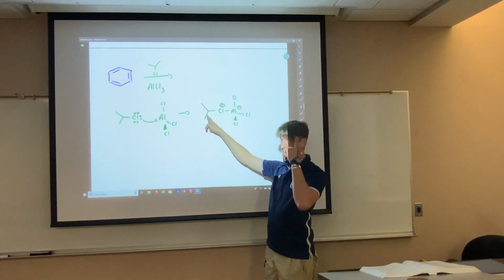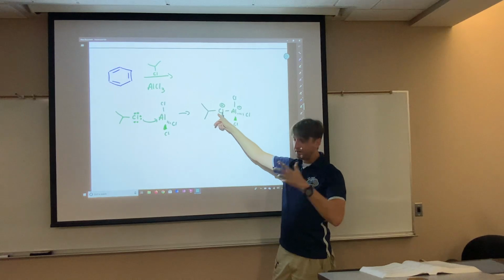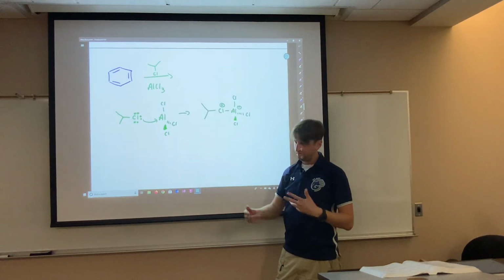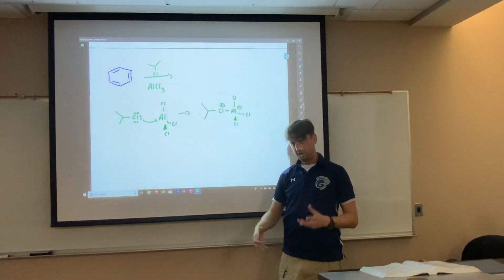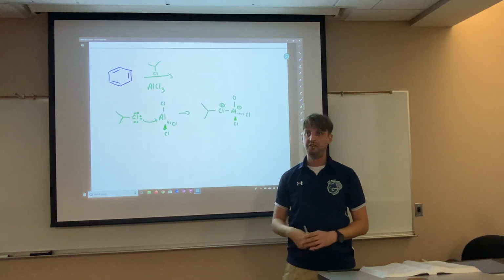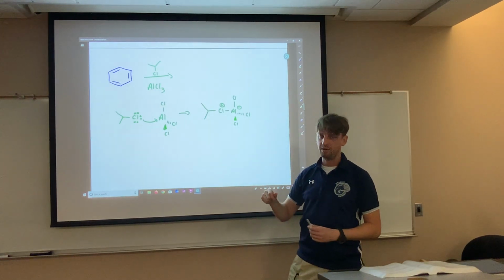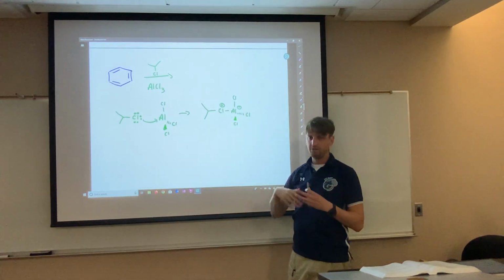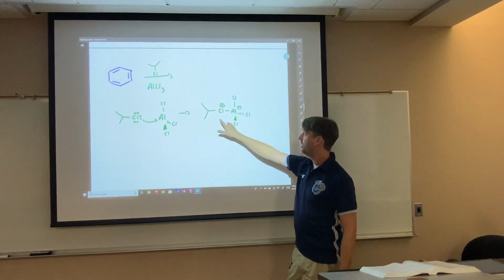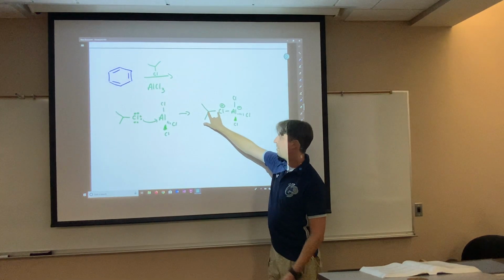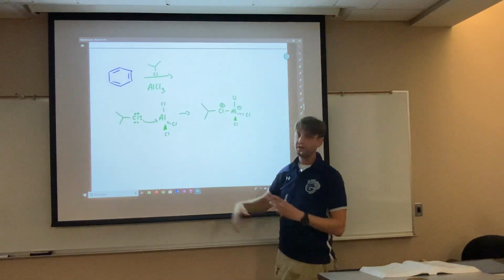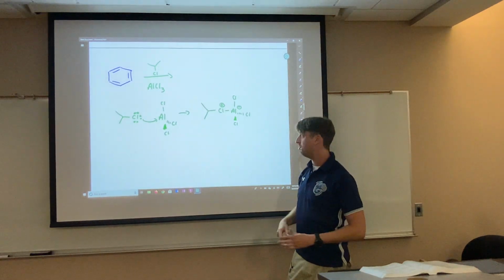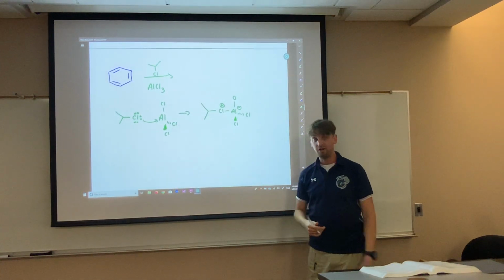Now think about what happened. Is this chlorine really positive? No. Remember, formal charges are a flag for us to pay attention to something. Hey, look, there's something unusual going on with this chlorine here, okay? What this really does is weaken this bond to the point that we can just go ahead and break it and generate our carbocation.